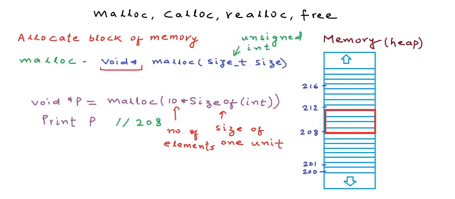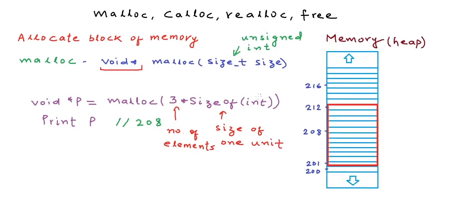Let's say we want to have space for 3 integers. I have picked 3 so that I have enough space to allocate memory in the figure that I'm showing here. Let's say this block of 12 bytes is allocated because the size of an integer is typically 4 bytes. So this starting address would be 201. Now how do we fill in data here?